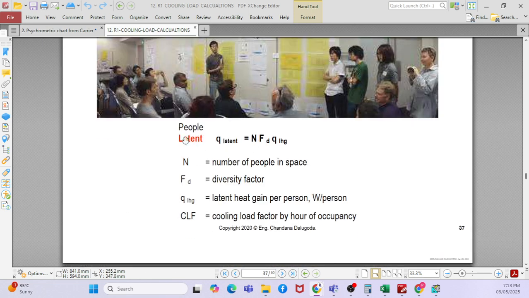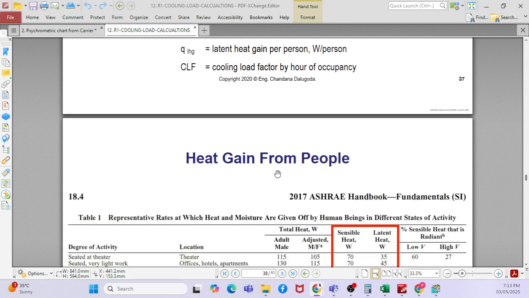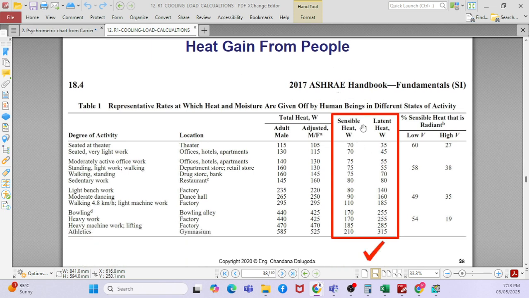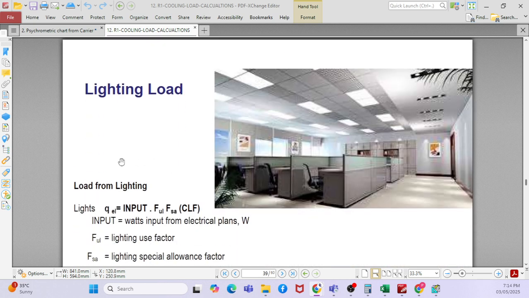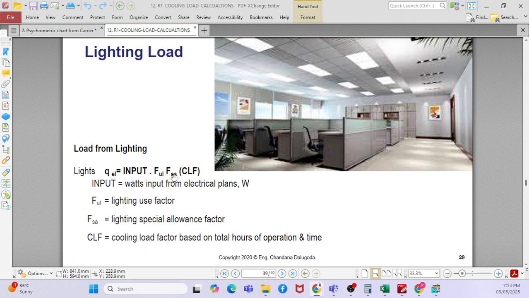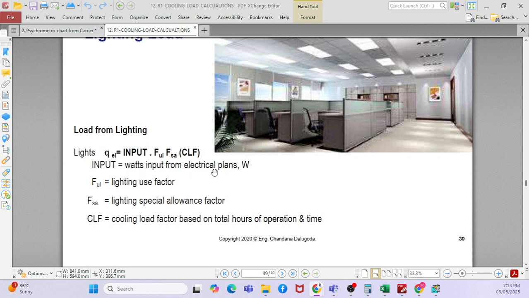This is sensible and also this is a latent load. So whatever we are studying here is as per ASHRAE Fundamentals. Then heat gain from people, this is also from ASHRAE Fundamentals. How much depends upon the activity, what is the sensible load and what is the latent load from the human. And this is a lighting load, and the equation is also available in ASHRAE chapter 17. Input from electrical plans: lighting use factor, lighting special allowance factor, cooling load factor, based on the hours of operation, right?